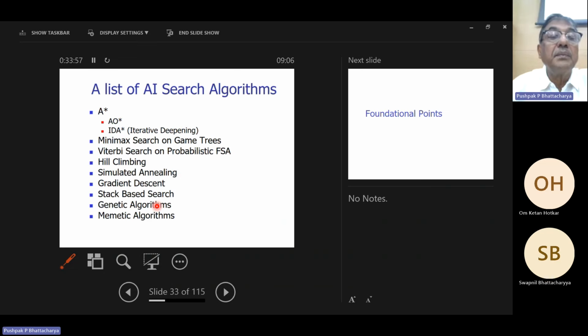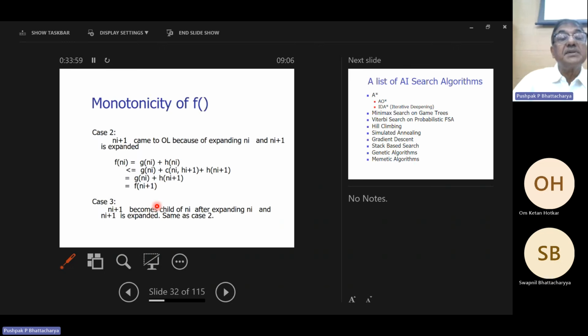There are quite a few observations about monotonicity of F. But the main point being covered about monotonicity today is that monotonicity leads to admissibility. Whenever the monotone restriction is satisfied, a node picked up for expansion has already found the optimal path. The F-values of the nodes expanded are non-decreasing. These are the consequences of the monotone restriction. We'll come to these details gradually again.